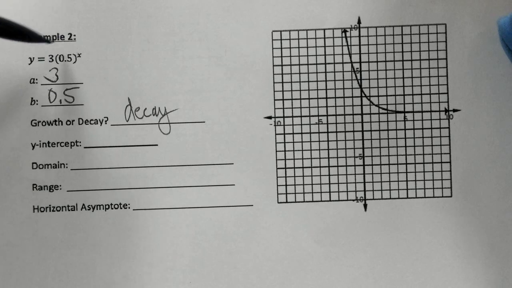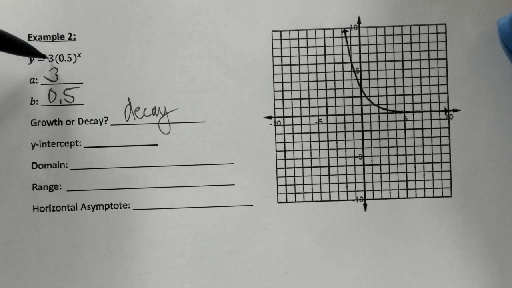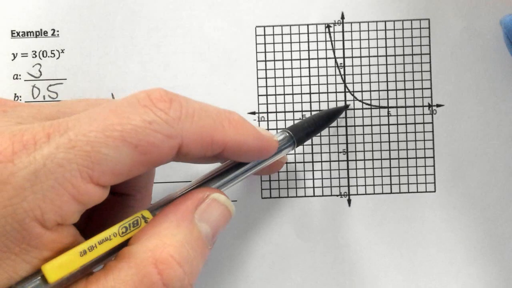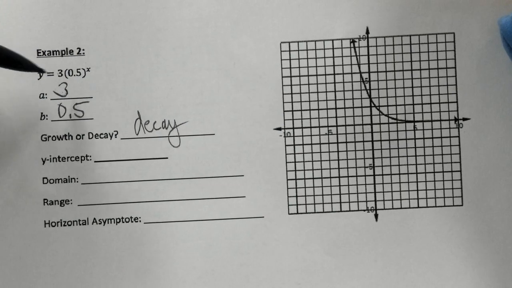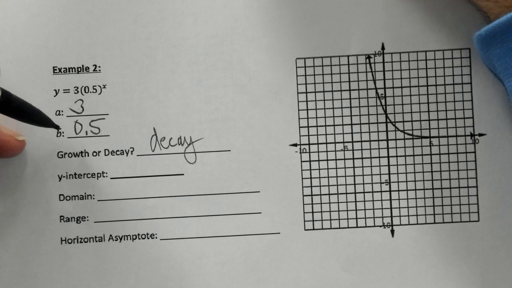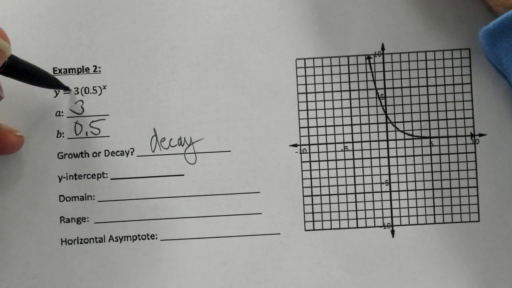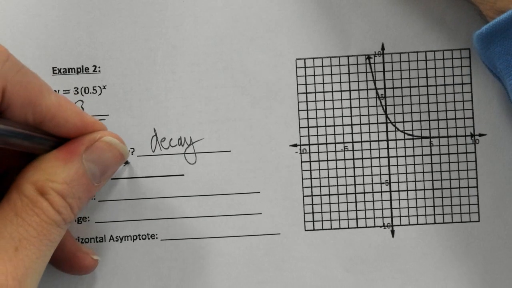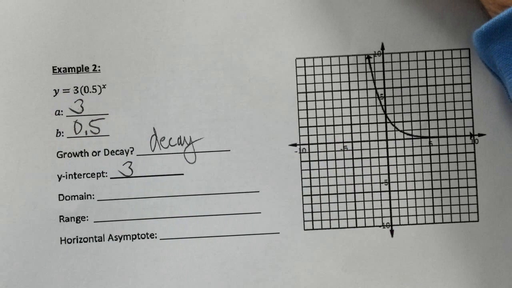When it's in this form, the A is the y-intercept. The initial amount, that's at time 0. And so time 0 is your y-intercept, right? So the initial amount, whatever you start with, that's always going to be your y-intercept when it's in this form. So if you want to know what the y-intercept is, just look at the value of A. It's 3, verified by the graph as well.